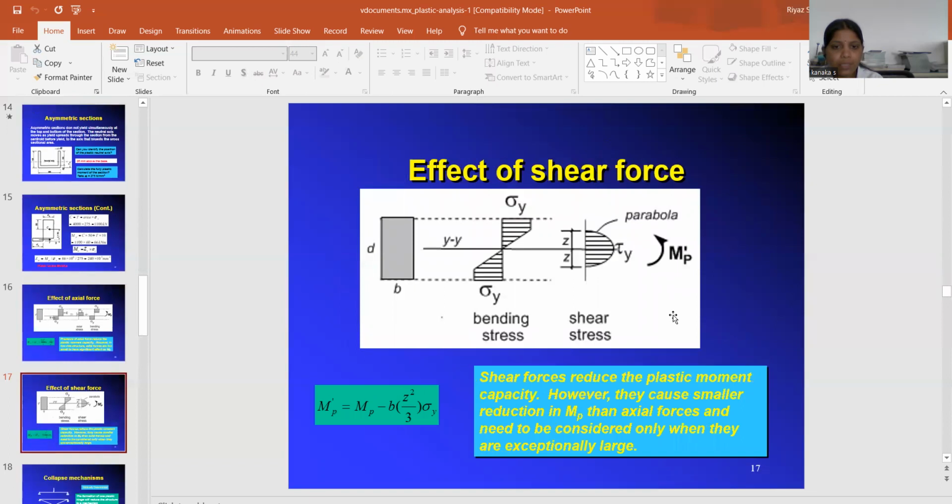So this one is the effect of shear force. Shear force P into D, cut by section YY. The top portion and the bottom portion. This is the parabola formation, tau y. This is the bending stress and this is the shear stress. So MP dash equals MP minus P into Z squared divided by 3 into sigma y. So the shear force reduces the plastic moment capacity. However, there is only a small reduction in MP. Shear and axial forces need to be considered only when they are exceptionally large.